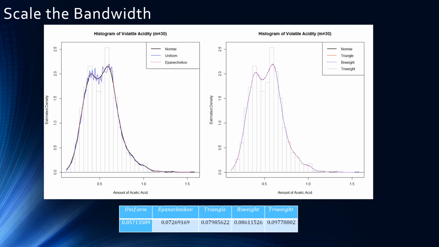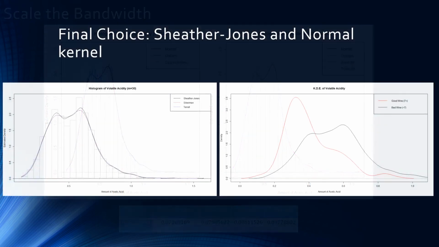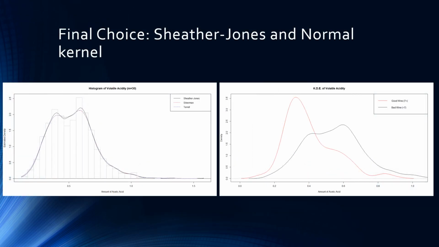And so scaling to the same bandwidth, you get these results down here. And like before, they all follow pretty close to normal, and the uniform is the one exaggerating because it's more of a naive kernel. The final choice is the same thing. We just stick with the Sheather-Jones and the normal kernel, right? Applying it to the variable, you see this exaggeration of these two peaks right here, with the bins sort of reinforcing the idea that it's a multimodal distribution rather than a unimodal distribution.